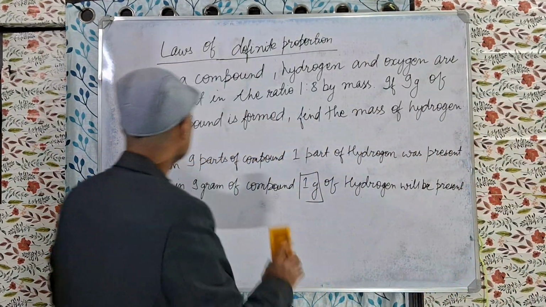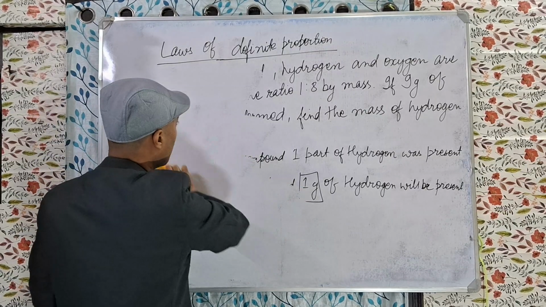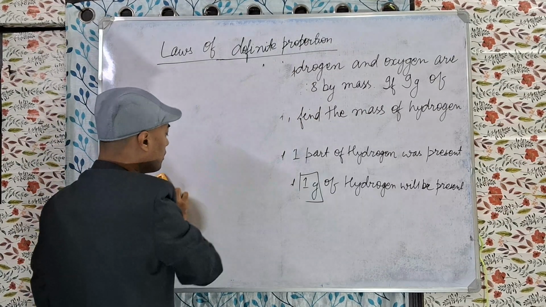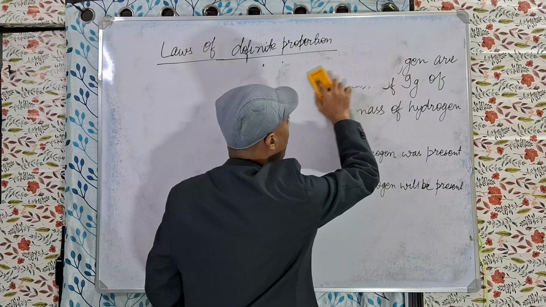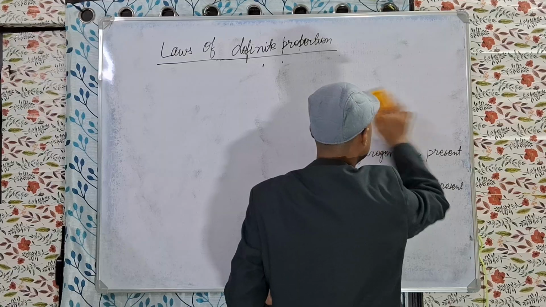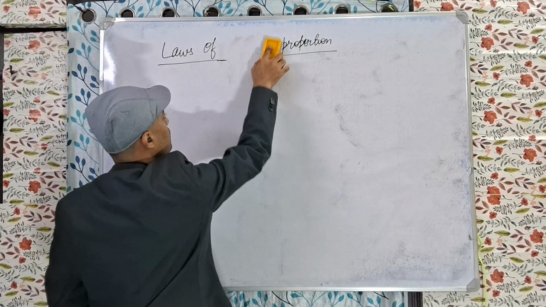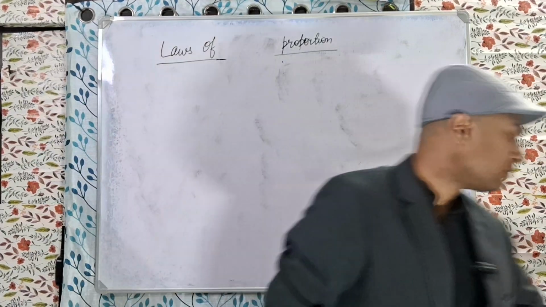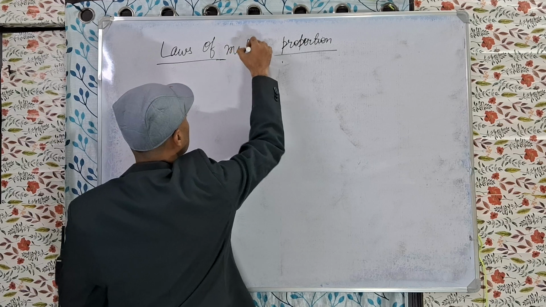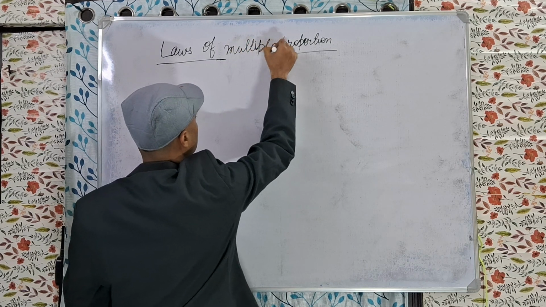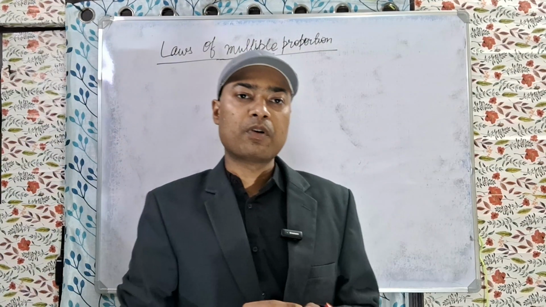Now we are going to move to the third law of chemical combination. Okay. So that is your what? This was your definite proportion. Now we will move to law of multiple proportion. So let us write it down. Law of multiple proportion. So now listen to me first of all.